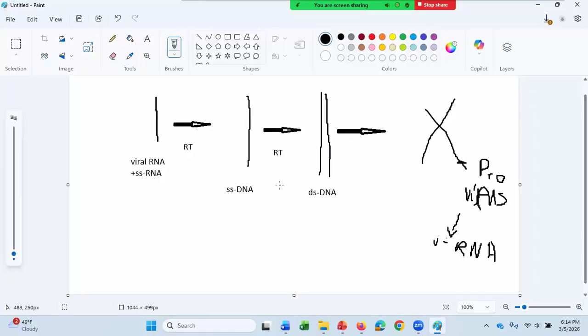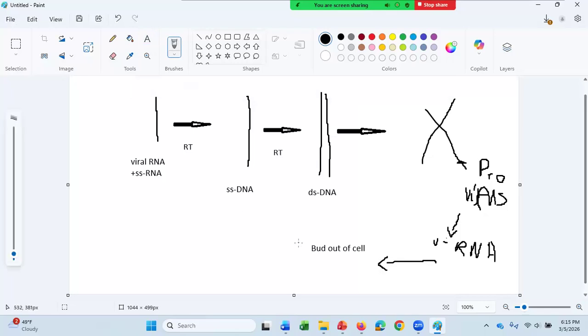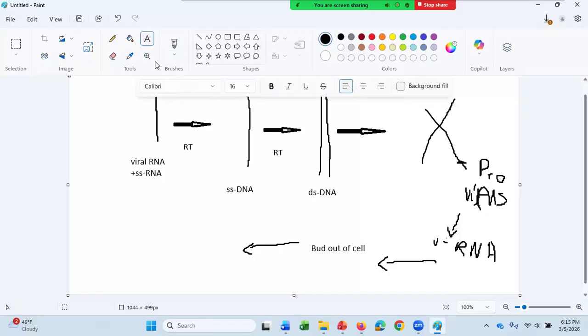But this is how this happens. And I guess I should continue this here. And that is viral RNA can be made. And this can then bud out of the cell. And then that can infect another cell. So we'll just say the life cycle continues.